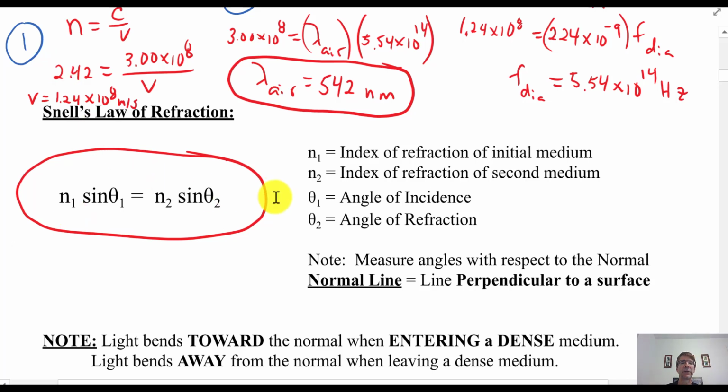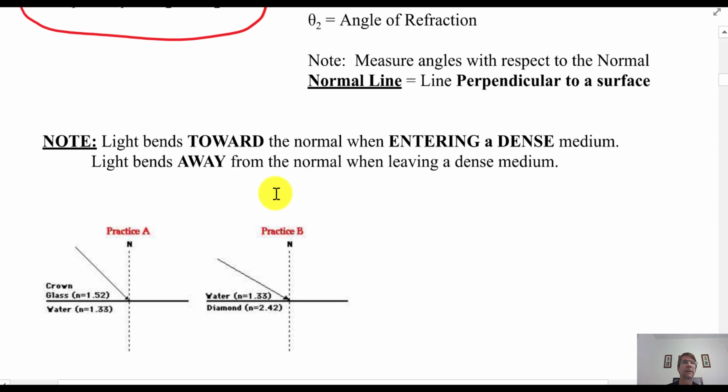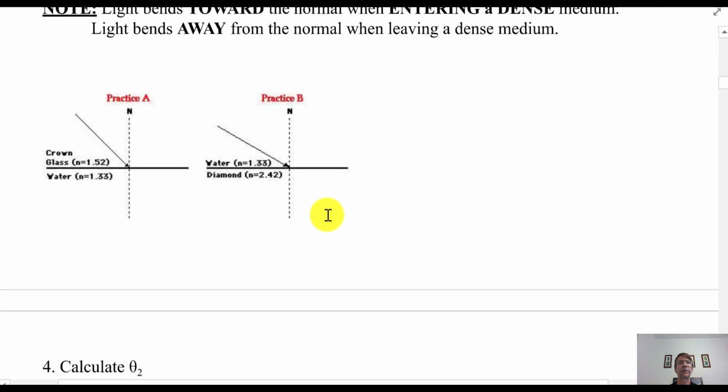And now here's the fact that you have to remember. I'm not going to prove this to you, but when light goes into something that's dense, something that slows it down, it bends toward the normal. All right, so when you're going into something dense, I'm going to do part B here first.